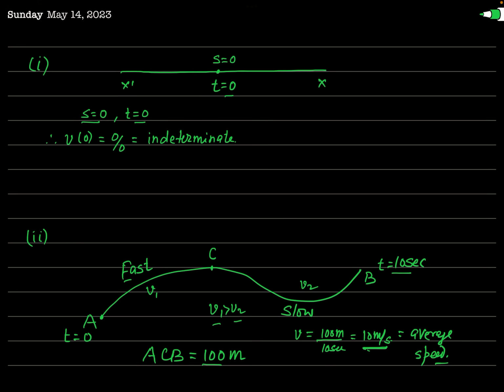So from these two examples, I think it is clear to you that the speed does not depend on s and t, because s and t are given, but we are unable to find the correct value of speed.